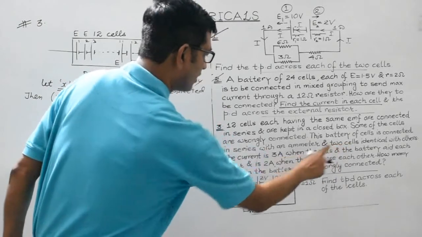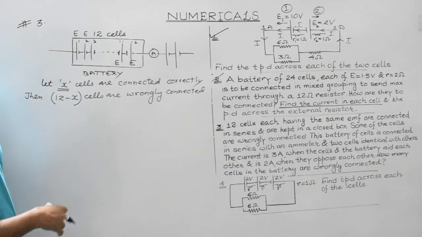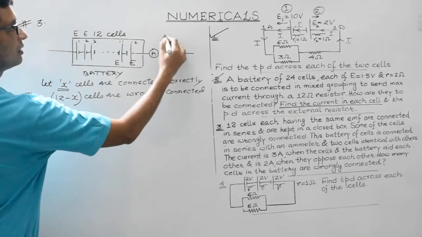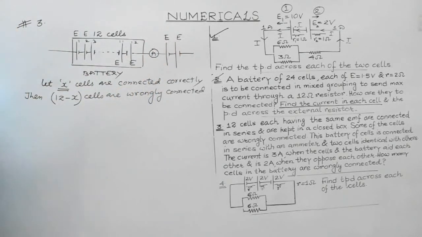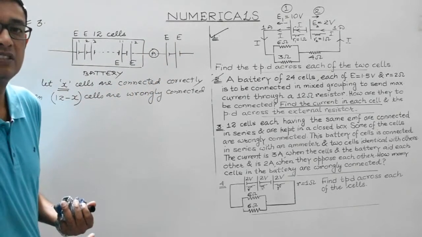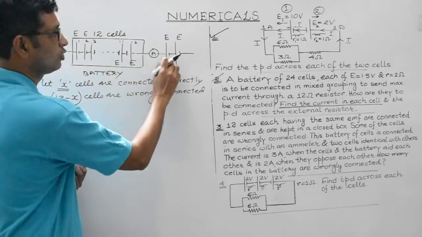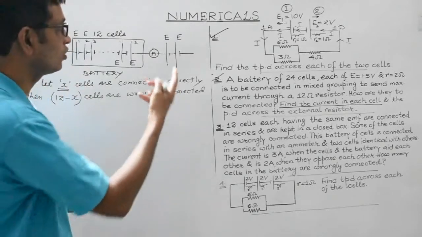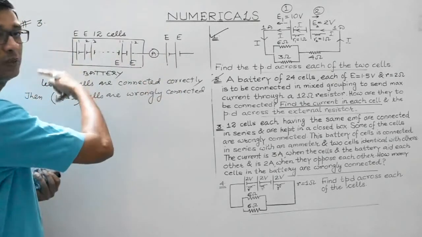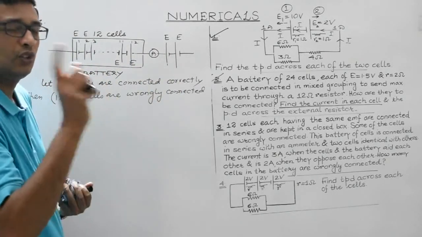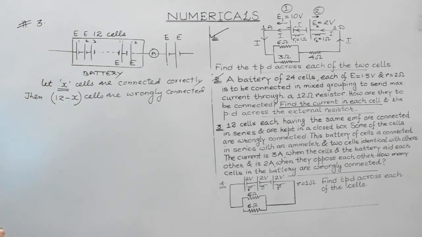When the cells and the battery aid each other, then the current is 3 ampere. So these are the two cells. So net EMF would be 2E. When they aid each other, it means they will be connected in such a manner as to send the current in the same direction as that of the battery. Isn't it? So let's construct the equation then.